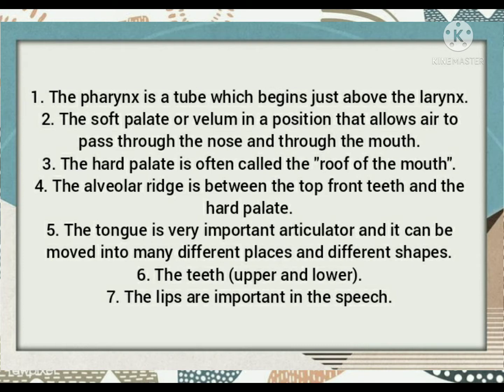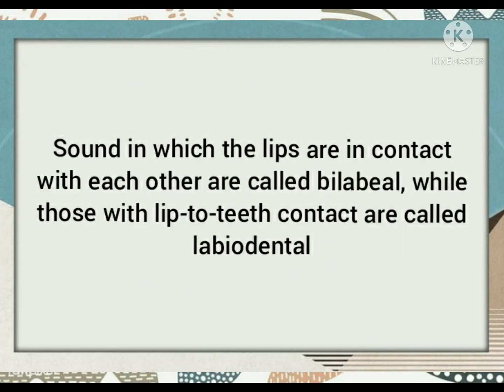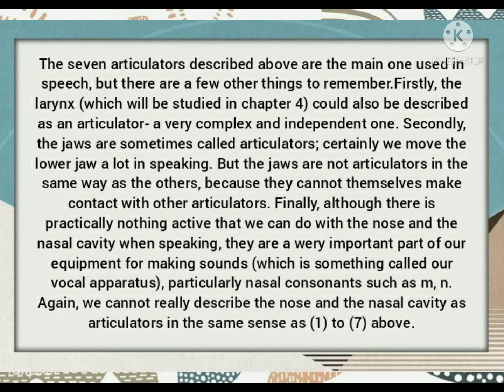6. The teeth, upper and lower. 7. The lips are important in speech. Sounds in which the lips are in contact with each other are called bilabial, while those with lip-to-teeth contact are called labiodental. The 7 articulators described above are the main ones used in speech, but there are a few other things to remember.